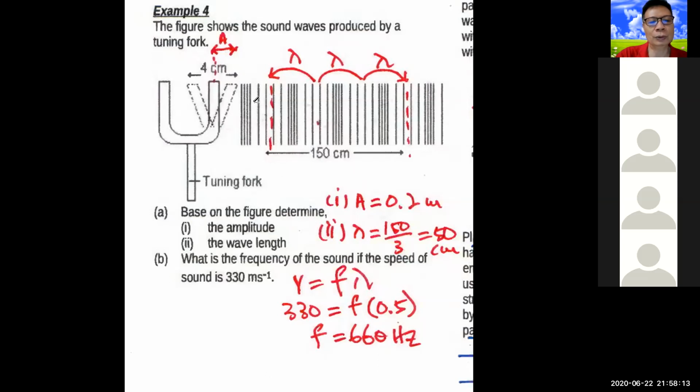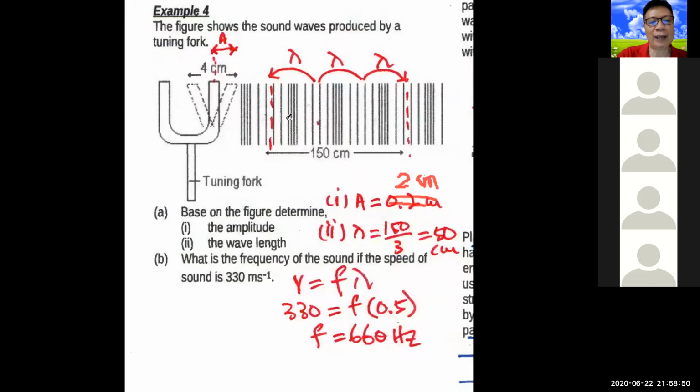So it's 2. Sorry, why did I put 0.2? It's 2 cm, sorry. This answer is wrong. It's 2 cm. Half of 4, you take half, is 2 cm. So amplitude is 2 cm. Okay, understand? So take half only, draw a center line, divide by 2. So amplitude is 2 cm.